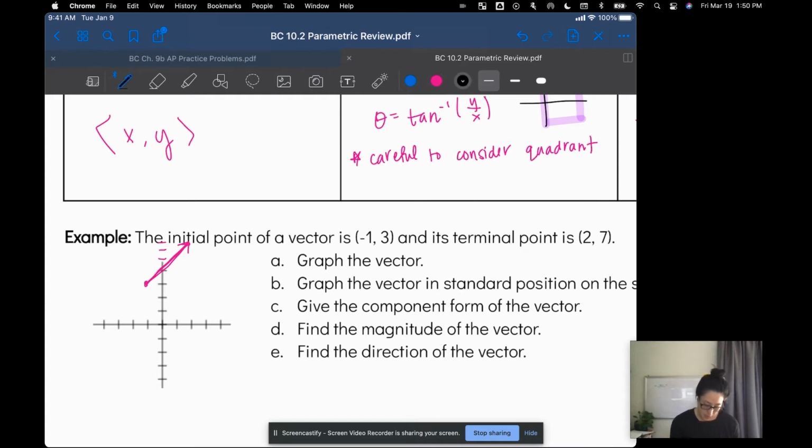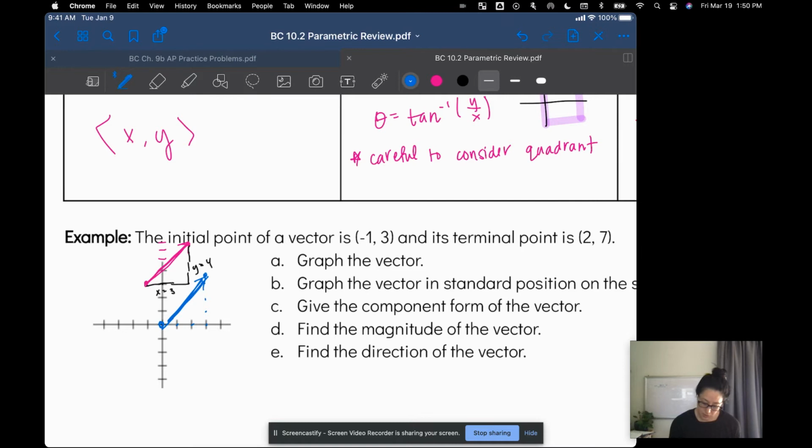I'm going to graph the same vector in standard form. So with this vector, I know that in the x direction, I'm moving 1, 2, 3 units, and up 1, 2, 3, 4 units. So my x is equal to 3 and my y is equal to 4. So if I start at 0, 0, I need to move over 3 and up 4 units, and my vectors will be equivalent.